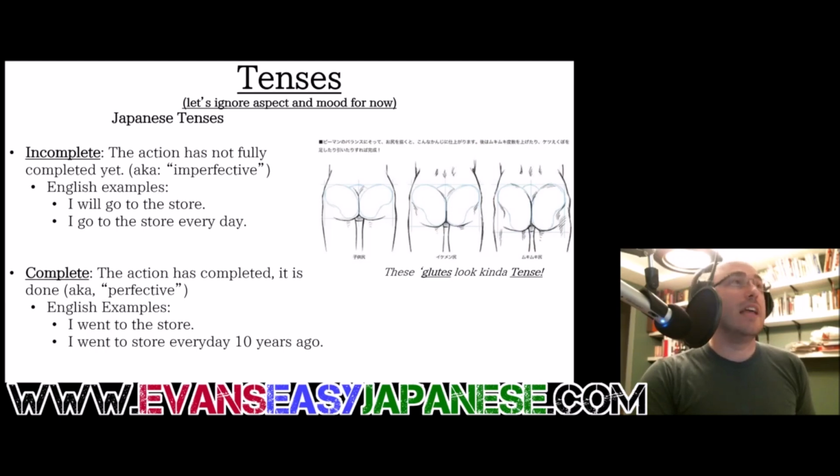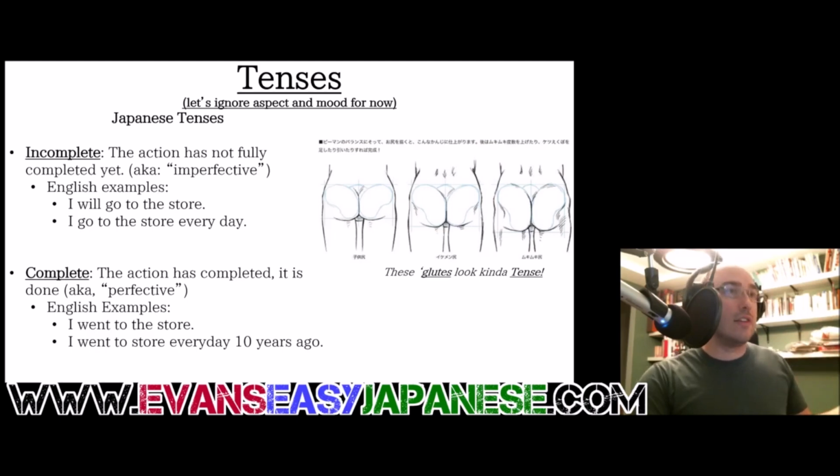All right. Incomplete. So once again, here's what we're focusing on in Japanese: agglutination. We've got the incomplete tense of the verb. The action has not fully completed yet, aka an imperfective in Japanese linguistics. English examples: I will go to the store. Notice going has not finished. And I go to the store every day. Sure, I went to the store a few times in the past, but I will in the future, and thus it is imperfective, aka incomplete, because going to the store has yet to be finished. Sure, I went yesterday.